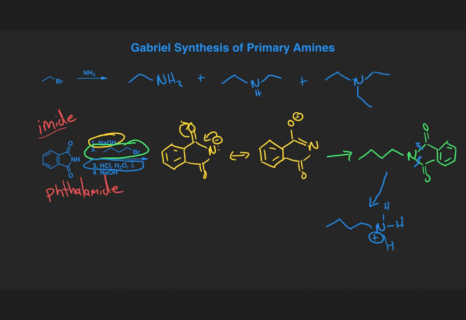And then in the last step, you're going to treat it with sodium hydroxide again, and that is going to deprotonate the ammonium salt to give you a primary amine as the final product.